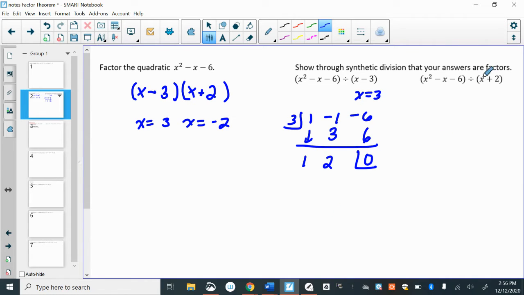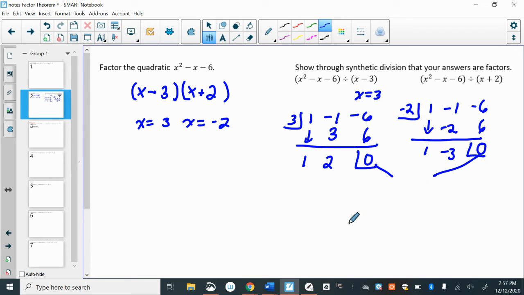Let's see what happens if we use the other factor, -2. Again, the coefficients are 1, -1, -6. We bring down the 1. We get -2. So we get -3. We get 6. And again, we get 0. So what I'm noticing here is that the remainder is 0.